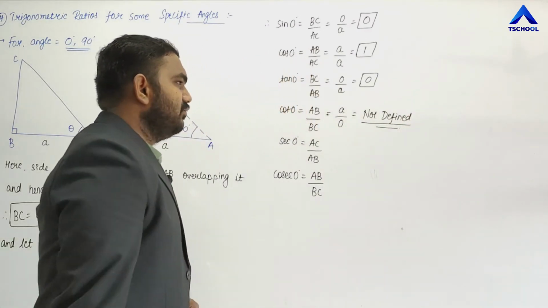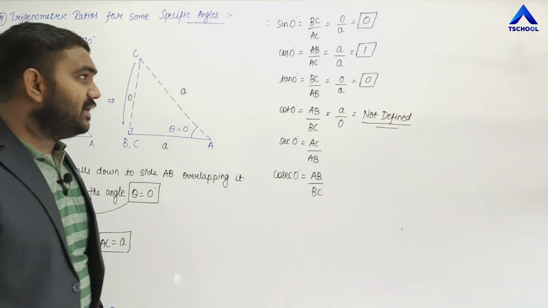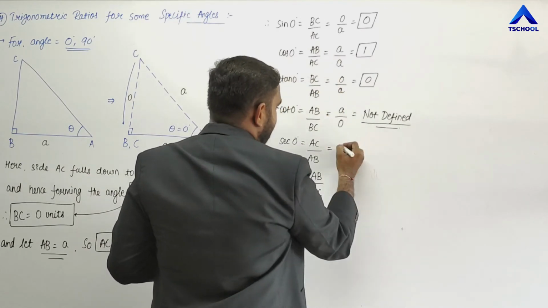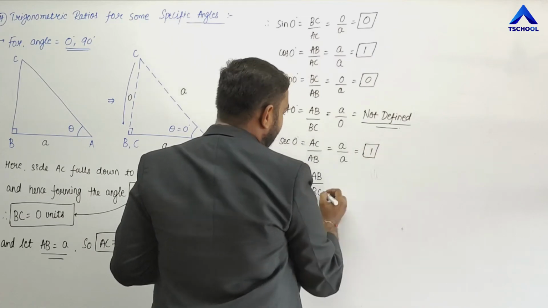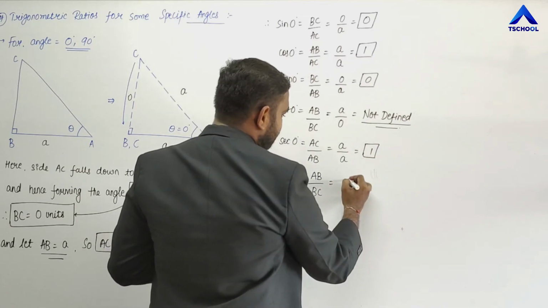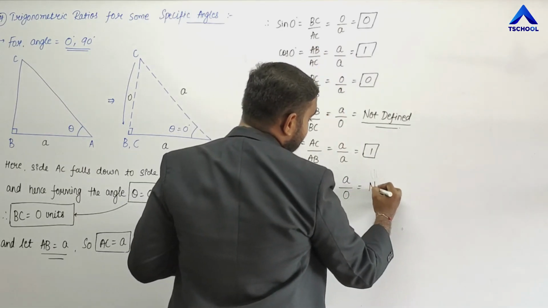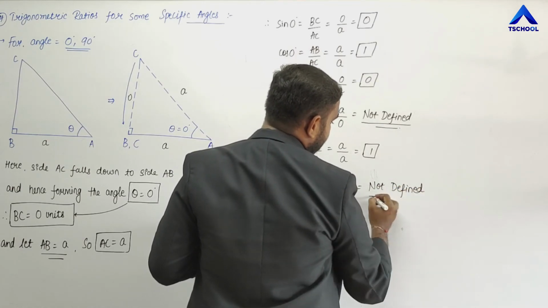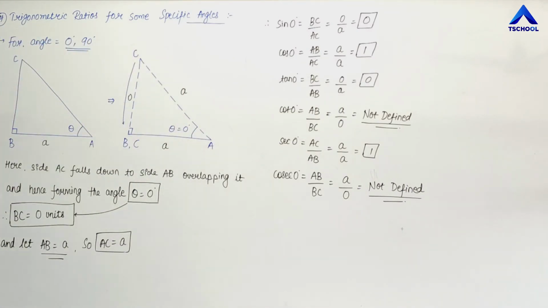The value of any number divided by 0 is actually not defined. So that will be not defined. Again, sec 0, that is inverse of cos 0, that will be again 1. And finally cosec 0, that is again inverse of sine 0, A upon 0, which is again not defined. So these are the 6 values for theta equals to 0 degree.